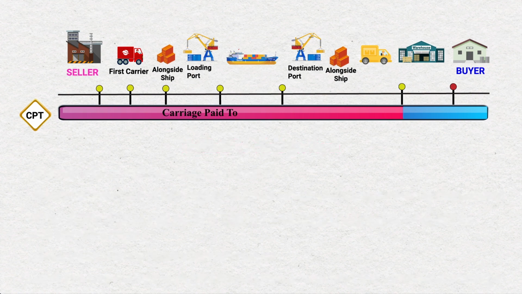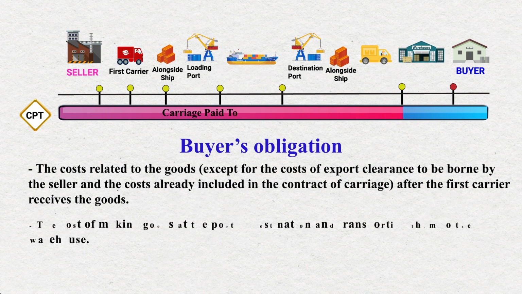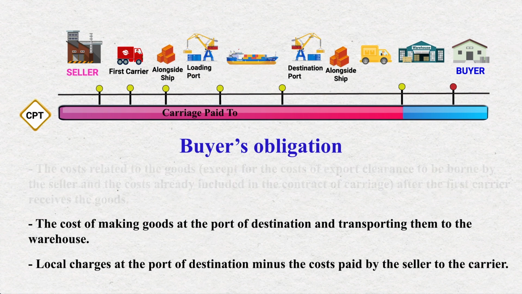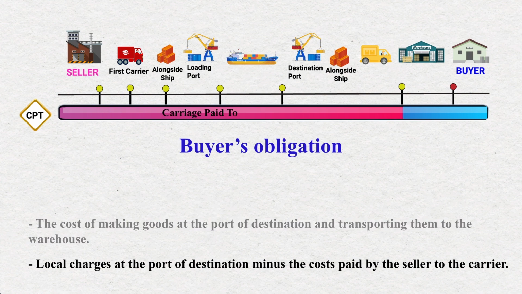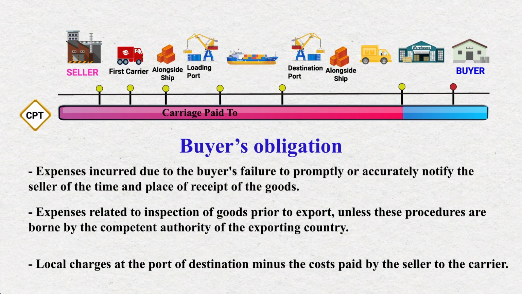Buyer responsibilities are the costs related to the goods, except for the costs of export clearance, to be borne by the seller, and the costs already included in the contract of carriage after the first carrier receives the goods. The cost of unloading goods at the port of destination and transporting them to the warehouse, local charges at the port of destination minus the costs paid by the seller to the carrier, expenses incurred due to the buyer's failure to promptly or accurately notify the seller of the time and place of receipt of the goods. Expenses related to inspection of goods prior to export, unless these procedures are borne by the competent authority of the exporting country.